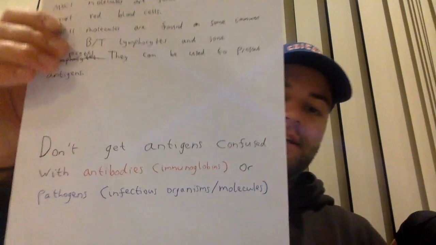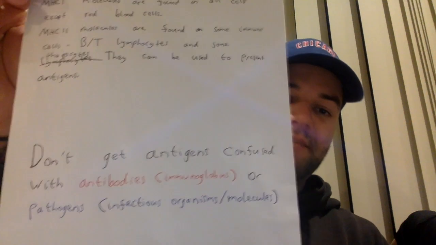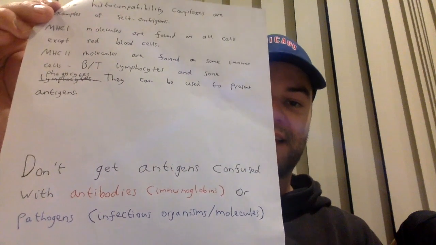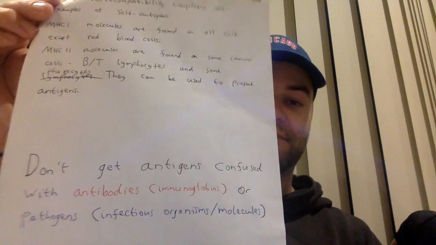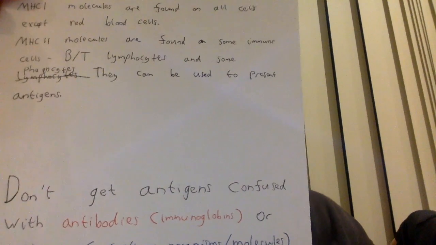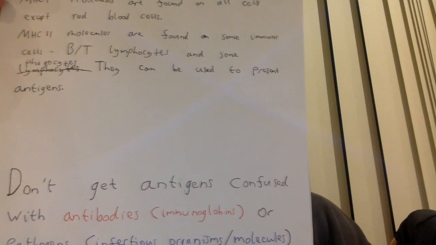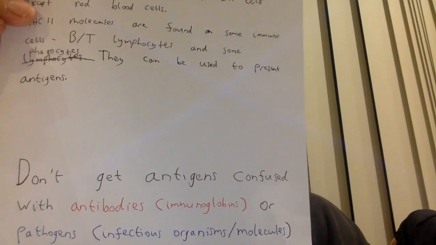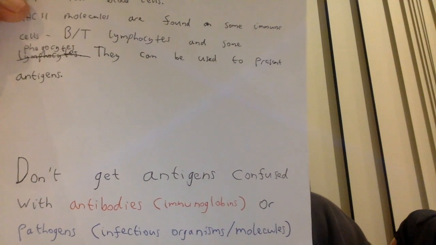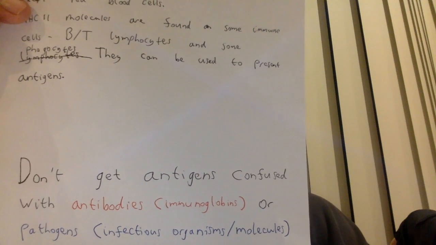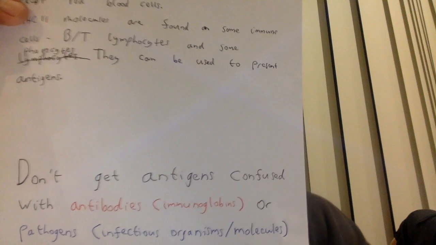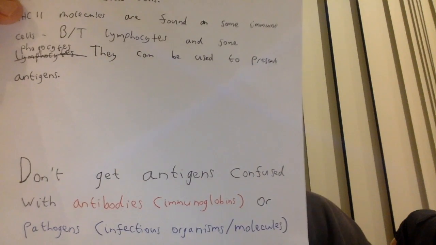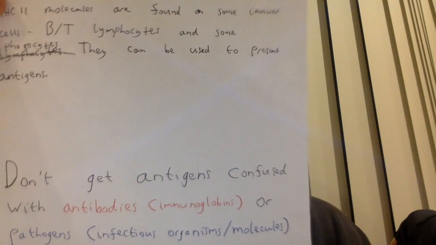Now, this is important. Don't get antigens confused with antibodies or pathogens. It's got the anti of antibodies and the gens from pathogens, and they're obviously all linked to immunity, so it can be confusing. But just remember, antigens are protein markers on the outside of cells that mark it as being part of the organism or not part of the organism. Antibodies are immunoglobulins, basically proteins involved in the immune system. We'll look at a few of them later on in this topic. And pathogens are organisms capable of causing disease. Okay?